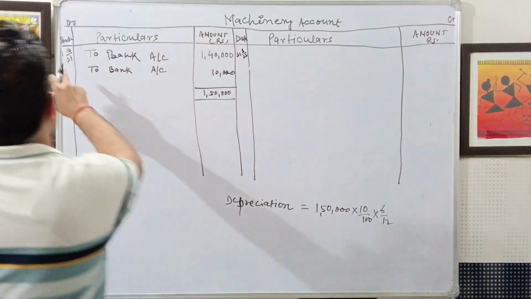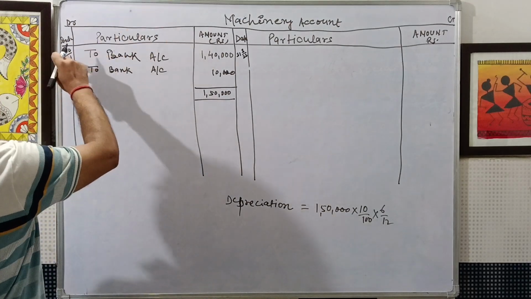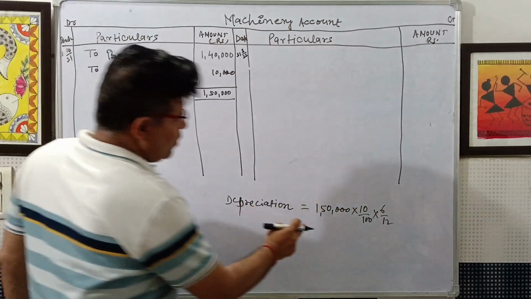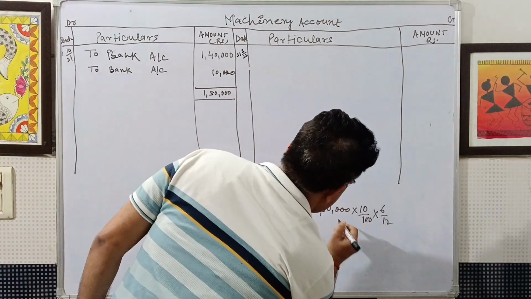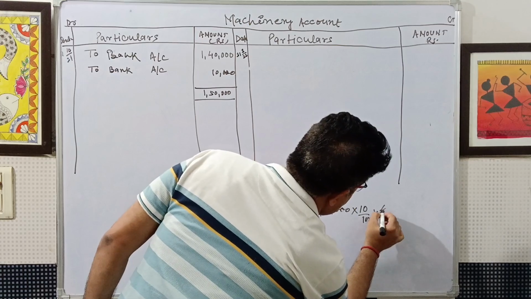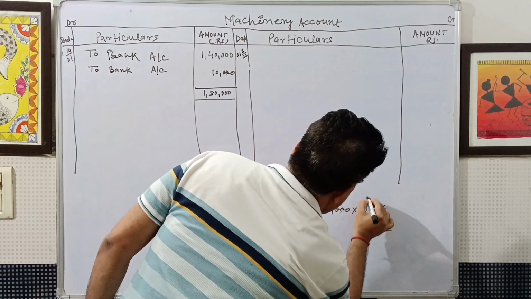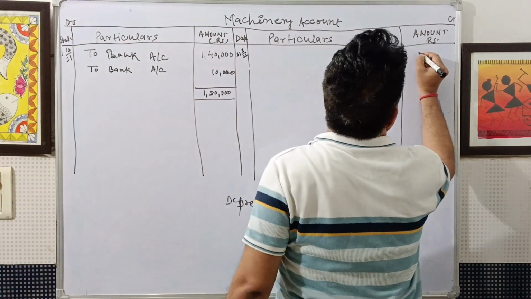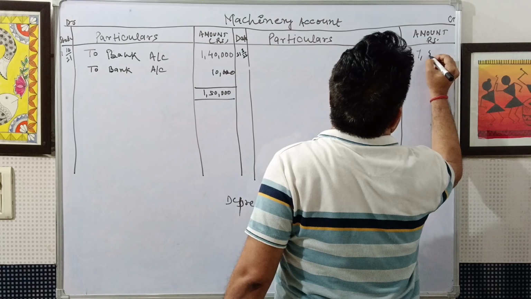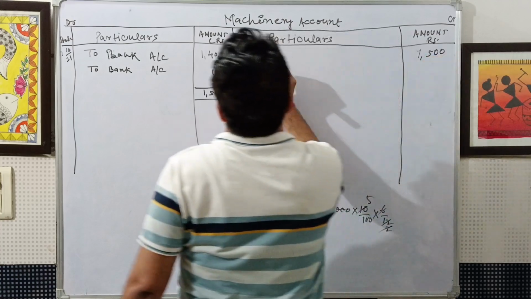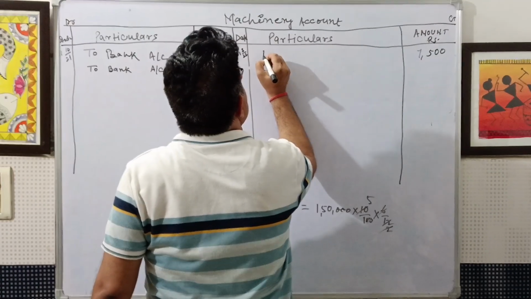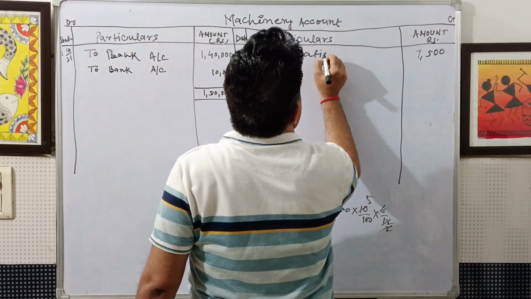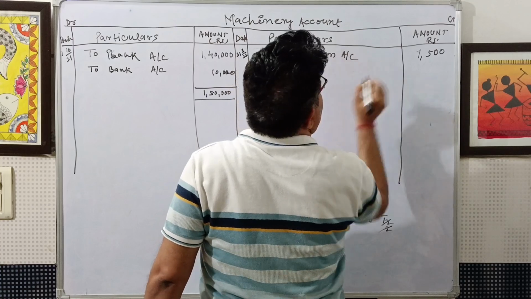And 6 months how? Because the machinery was purchased on 1st October. So 1st October to 31st March, 6 months. So now it means 7,500. So 7,500 depreciation. So right here is depreciation.